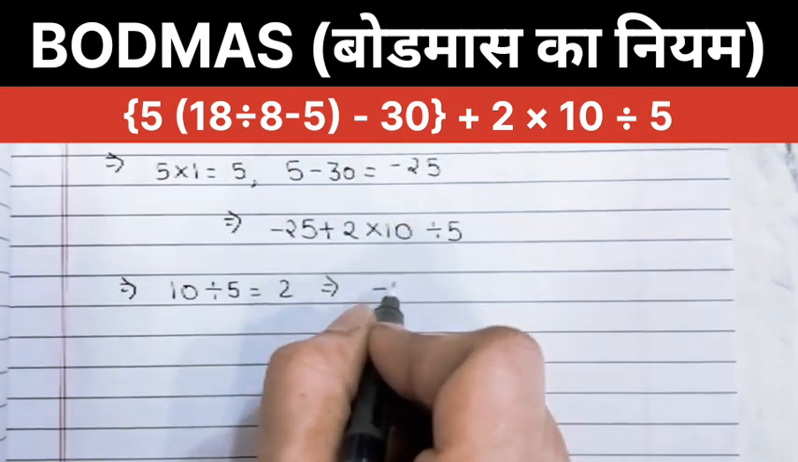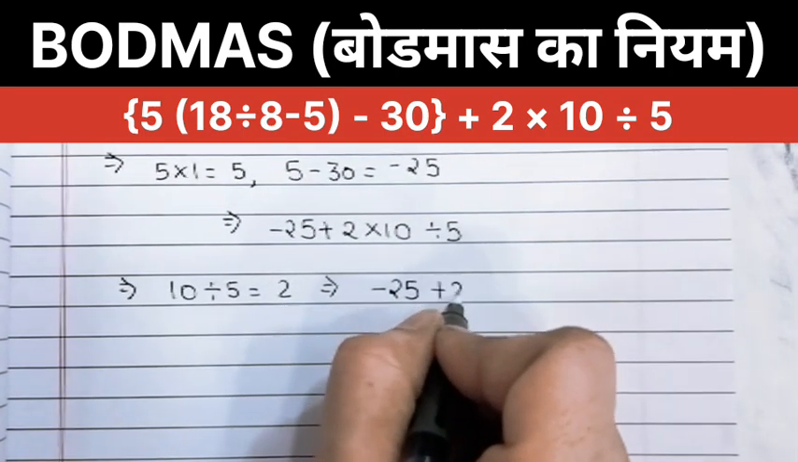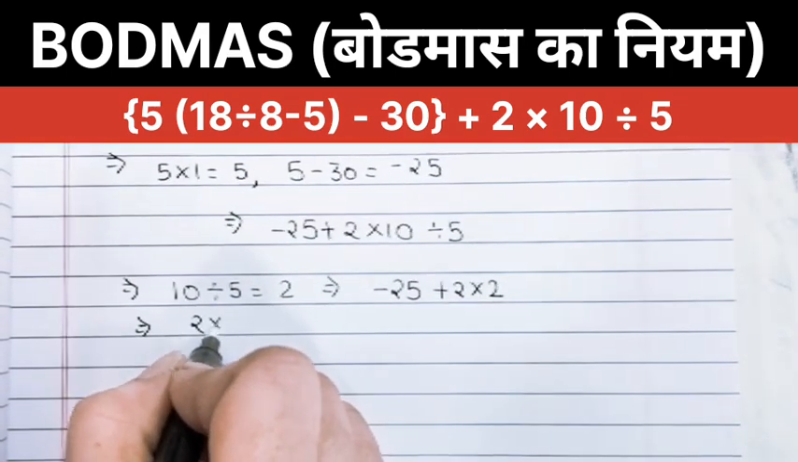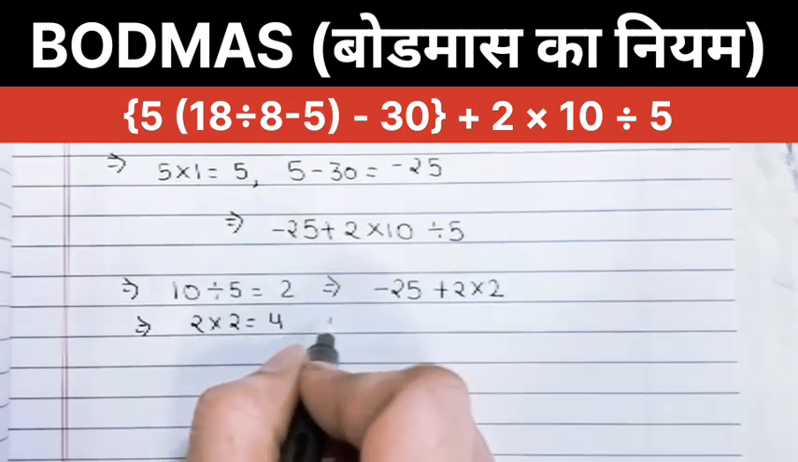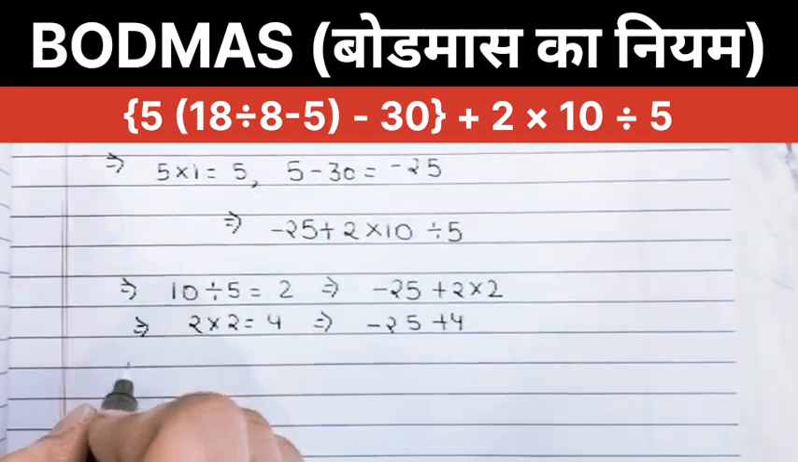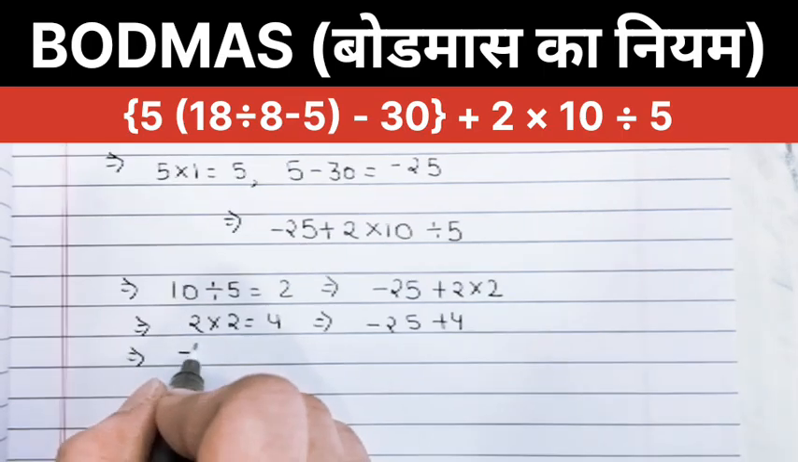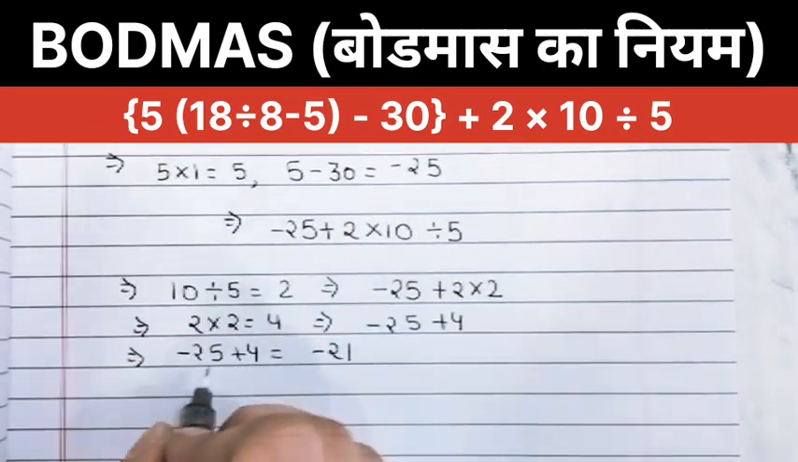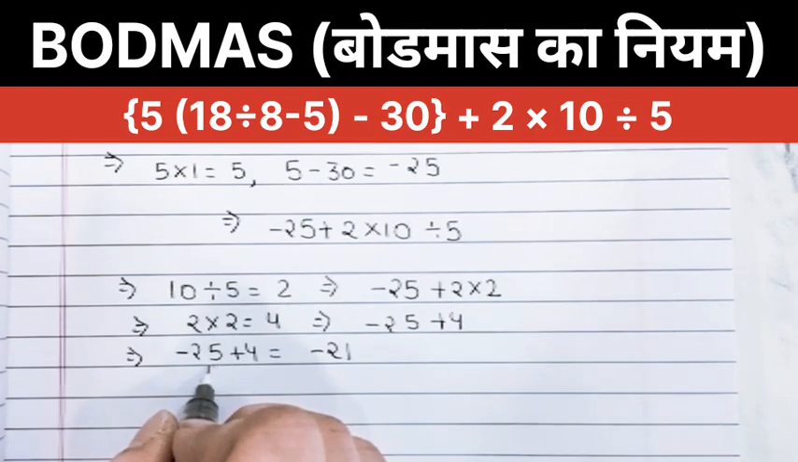And the expression becomes minus 25 plus 2 multiplied by 2. Now next multiply the digits. 2 multiplied by 2 equals 4, and the expression becomes minus 25 plus 4. Now next is addition. Minus 25 plus 4 is minus 21, because the larger digit has a negative sign.